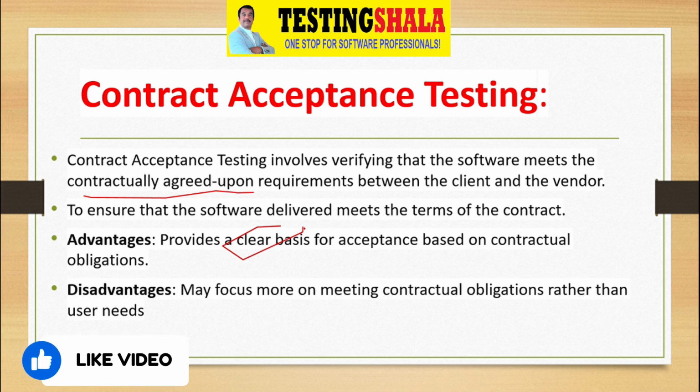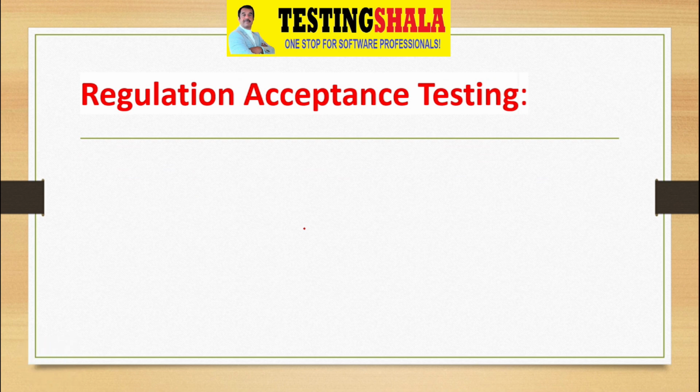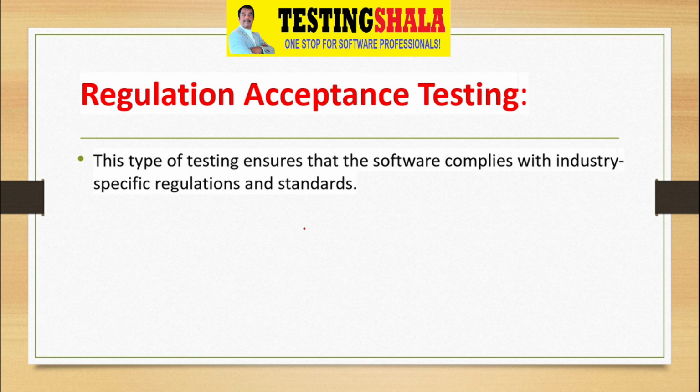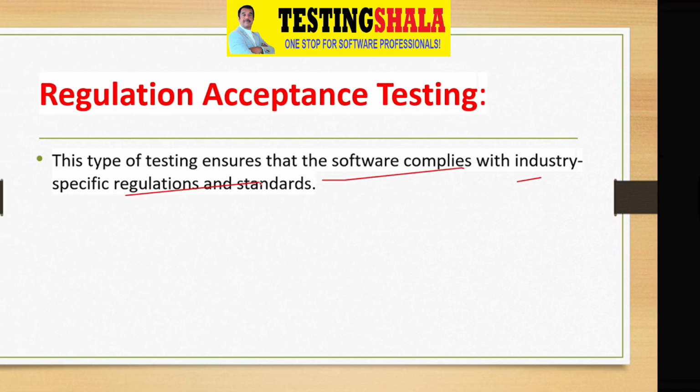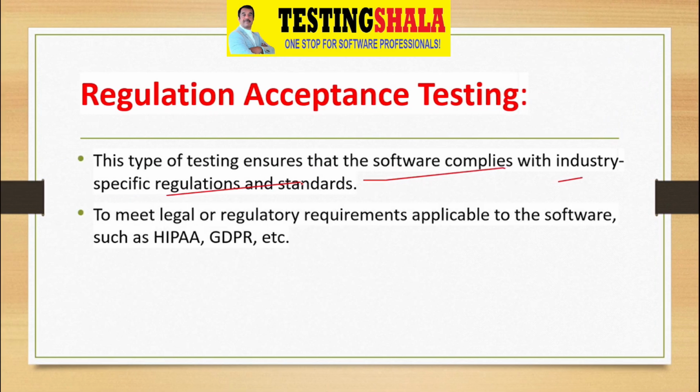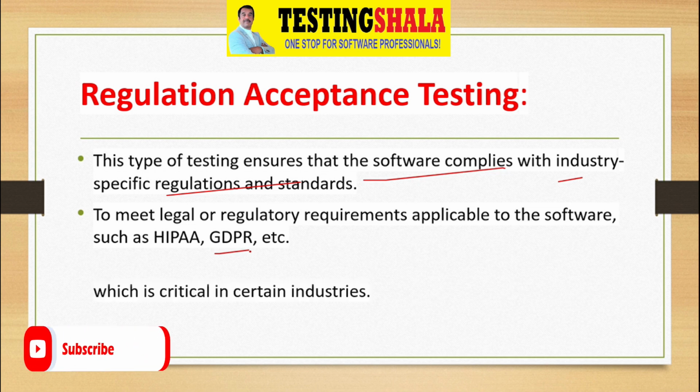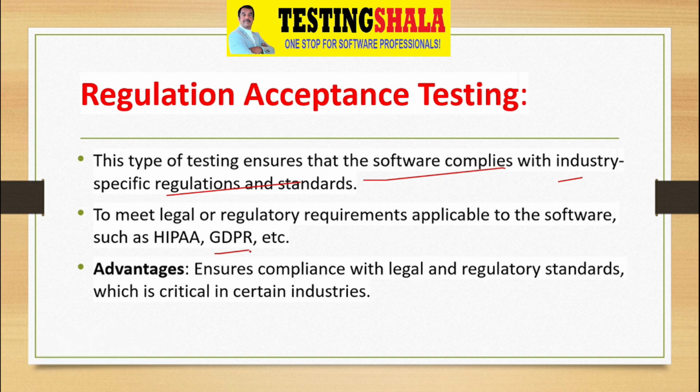If any issues arise beyond those contractual obligations. The next type of acceptance testing is regulation acceptance testing. In this kind of testing, our software should comply with industry specific rules, regulations or standards that we have to take care of whenever we release to the customer. The regulatory compliances can be HIPAA or GDPR. There are many regulatory requirements that need to be tested before we sign off, because otherwise that becomes a big legal issue later. If you are not following legal and regulatory standards, we cannot release the software to the customer.